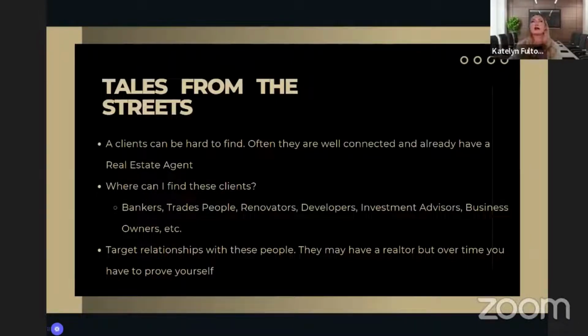Just because they have one, or maybe they've got a friend that's a real estate agent, that's going to be a high chance. Everyone has a real estate agent that you know, but that doesn't mean you can't be their real estate agent either. So where can you find these clients? Typically these are going to be people such as bankers, tradespeople that are actually working with real estate quite often, home renovators. Sometimes buyers and sellers start to renovate their homes before they actually put it on the market.